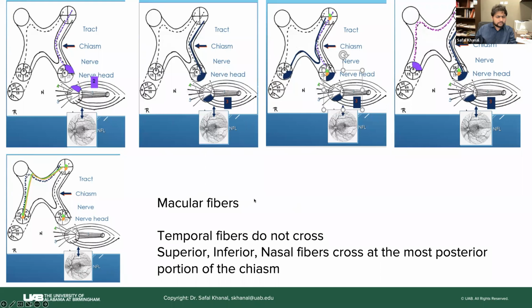What about the macular fibers? When it comes to the macular fibers, again, the temporal fibers do not cross. It's the superior and inferior nasal fibers that cross at the posteriormost part of the chiasm. So the fibers that cross are the superior and inferior nasal macular fibers, but not the temporal macular fibers.